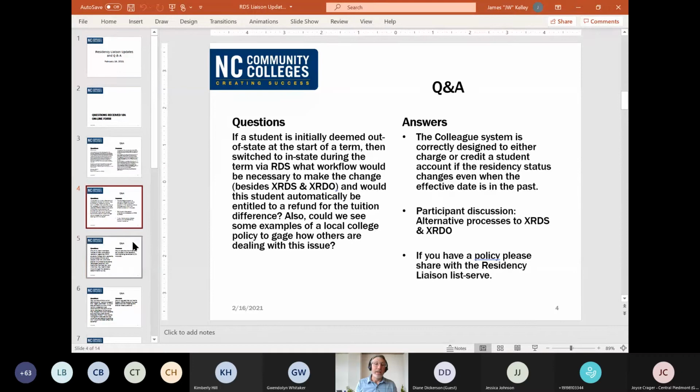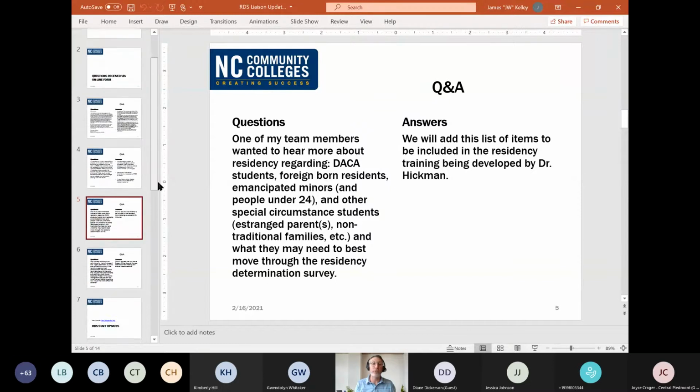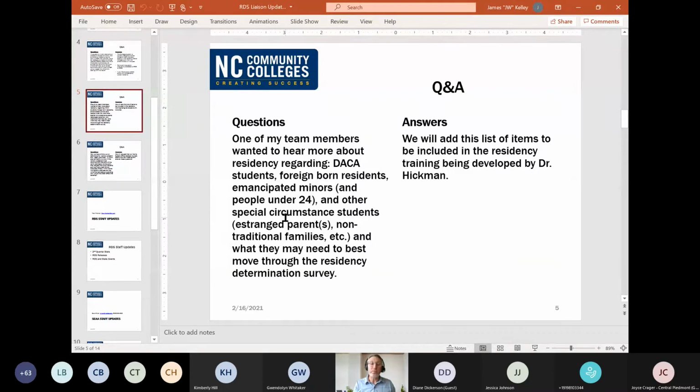I appreciate that. We're going to go ahead and move to slide 5, and now we're starting to get to some of the questions that I didn't have time to really research well, and I apologize for that. But I really think that this question, to be honest about it, is beyond the scope of what we could cover in just this meeting. But we hear you loud and clear that we need some training around DACA, foreign-born students, emancipated minors, and any of those other special circumstances, and what that might mean to your processing residency at the local level.